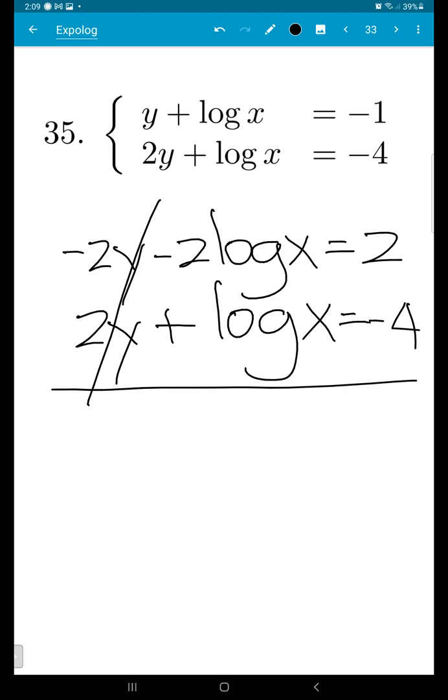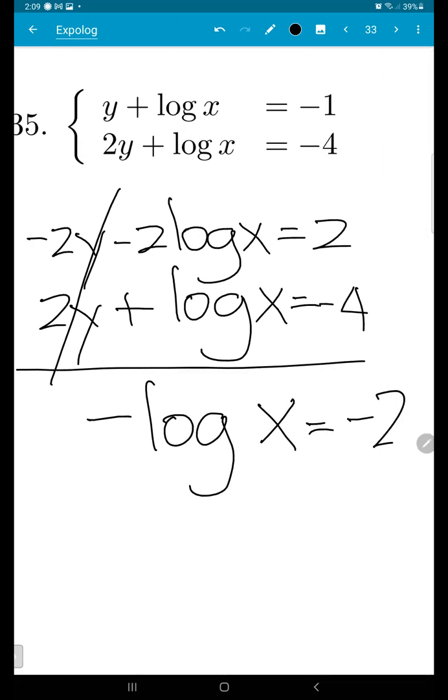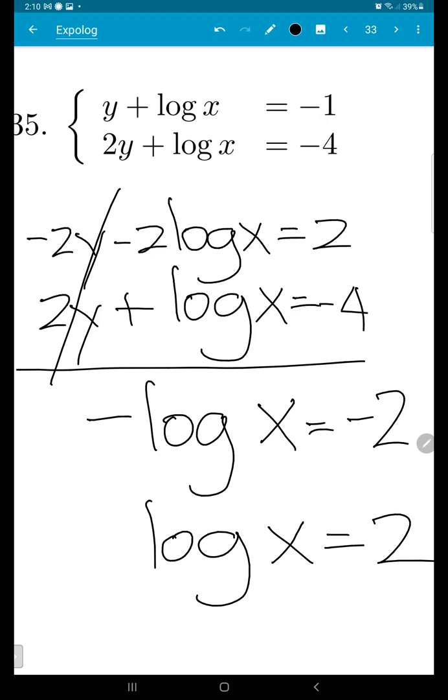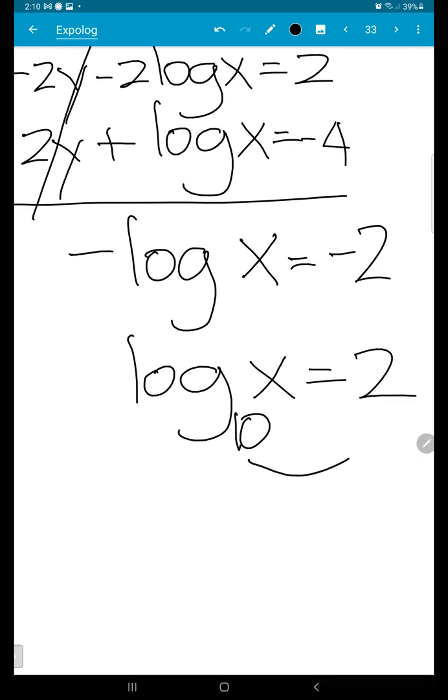-2 log x plus log x is just like your -2a plus a. Right? That's -a. So this is negative log x. Then 2 minus 4. Then we multiply by -1 or divide by -1. We have log x equals 2. And we know this is base 10. Then again, the technique of rewriting in exponential form. So 10 squared is equal to x.